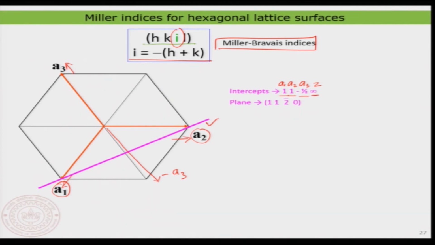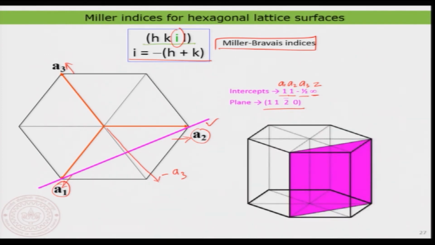So now if you take the reciprocal of that, then I get the plane. So you have 1 1, and this is actually represented as bar 2. Typically when you want to represent negatives in indices, you would call it bar, and then 0. So this is the plane. The particular plane that you are seeing is actually 1 1 bar 2 0.